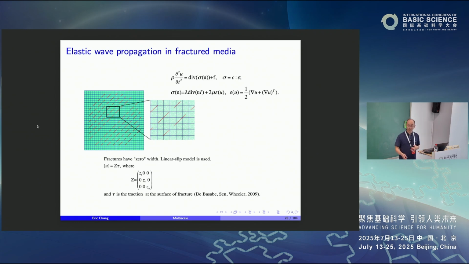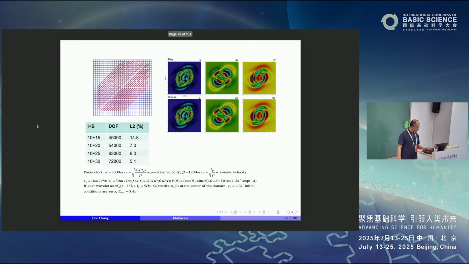And again, this is a similar equation, but it's defined in some fracture domain. And again, the conclusion is also similar. So we obtain reasonable error like this, and with a reasonable number of unknowns.